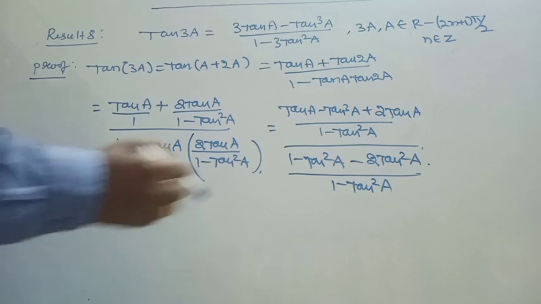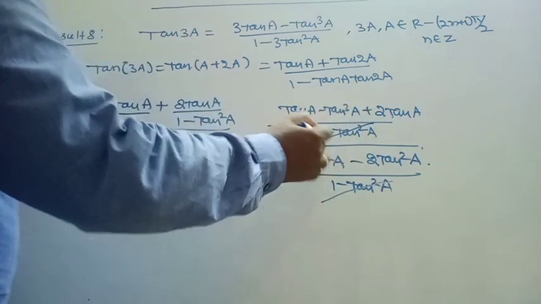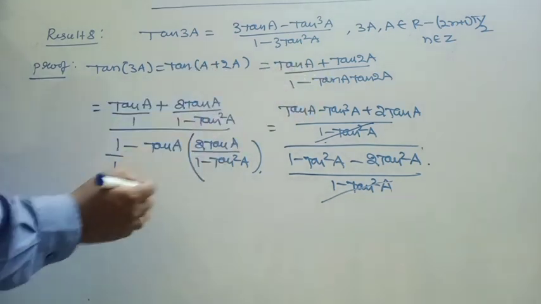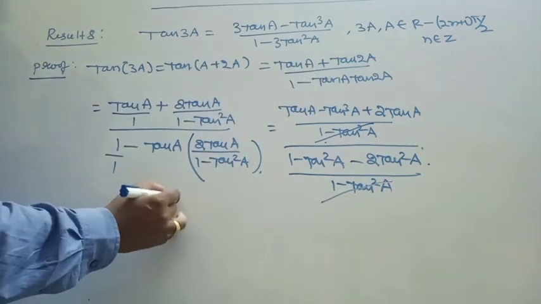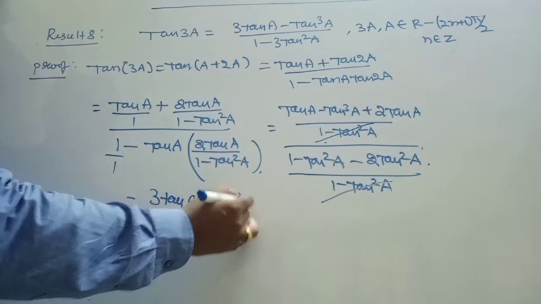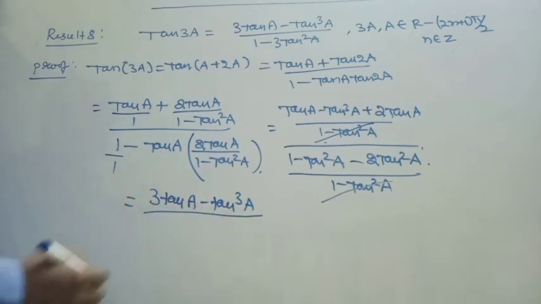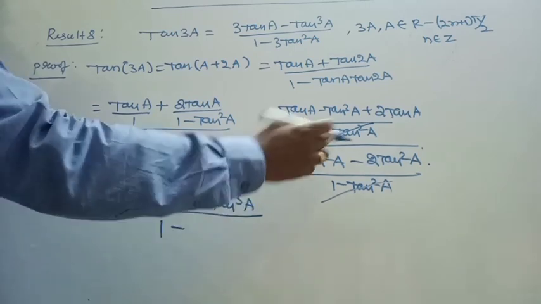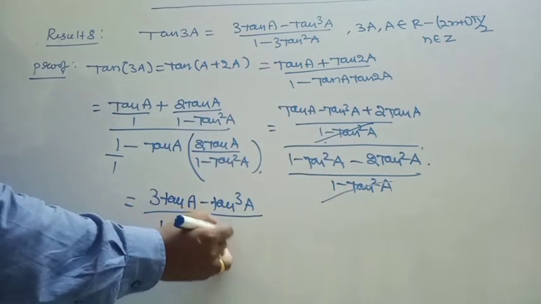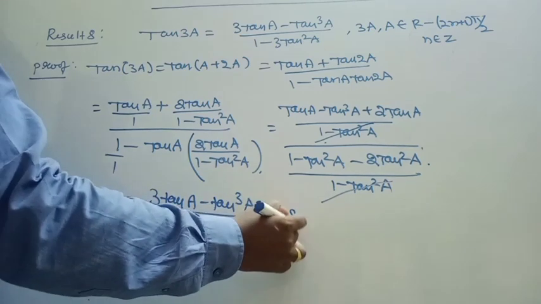Now see, this 1 minus tan square a and 1 minus tan square a will be cancelled. Now this is equal to tan a plus 2 tan a, which is nothing but 3 tan a minus tan cube a, by 1 minus tan square a minus 2 tan square a. That is nothing but 3 tan square a. This is what we have got.